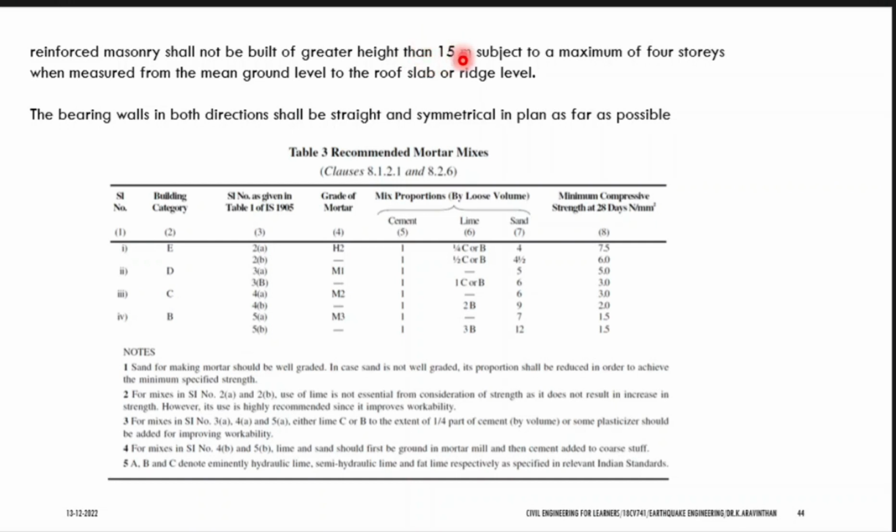That is 15 meter. Why they have said 15 meter is, assume from the ground you will be having a plinth level of 1 meter. Rest of the 14 meters is the 3 floors, ground floor plus 3 floors. So totally 15 meter, in no case more than a maximum of 4 stories. We measure from the mean ground level to the roof slab or ridge level. The bearing walls in both directions shall be straight and symmetrical in plan as far as possible. The walls which you construct should be true to the plumb.